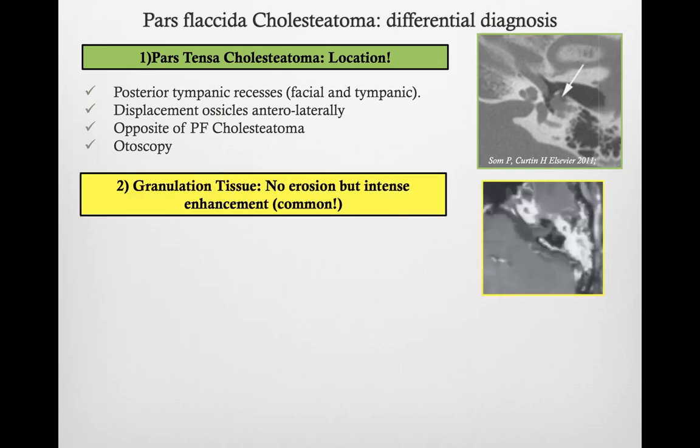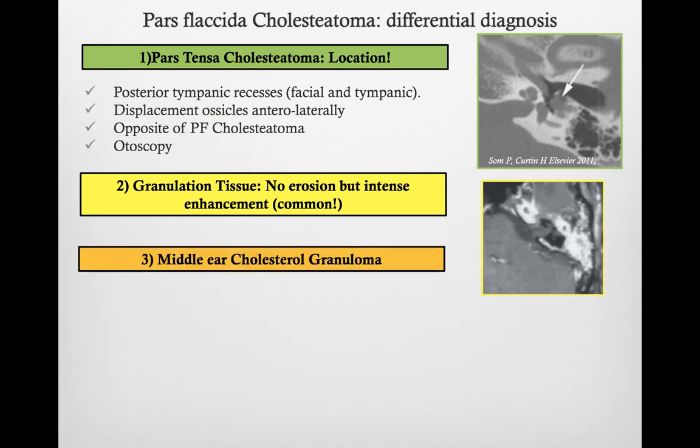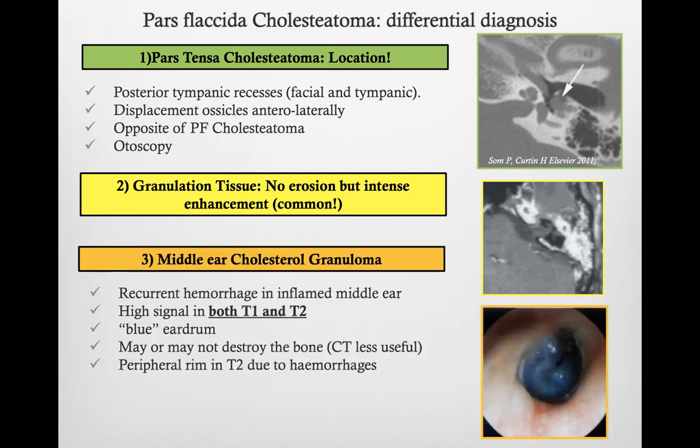Granulation tissue, no erosion, but intense enhancement, common. You can have erosion, actually. I will show you an example afterwards, but most of the time there is no erosion. Middle ear cholesterol granuloma is evident on the otoscopy, but the interesting thing is that apart from the blue eardrum, high signal in both T1 and T2 and hemorrhagic changes may show some CT erosions, but this is extremely rare.